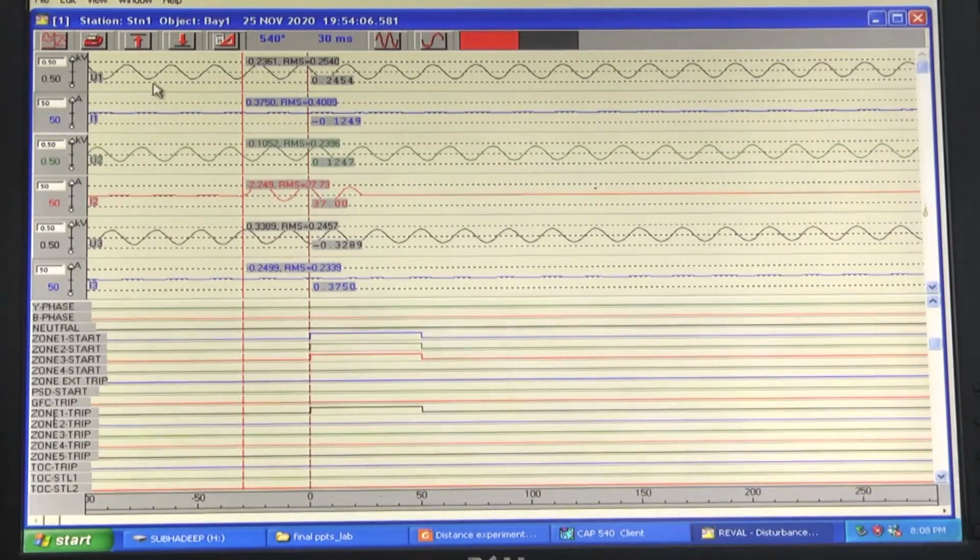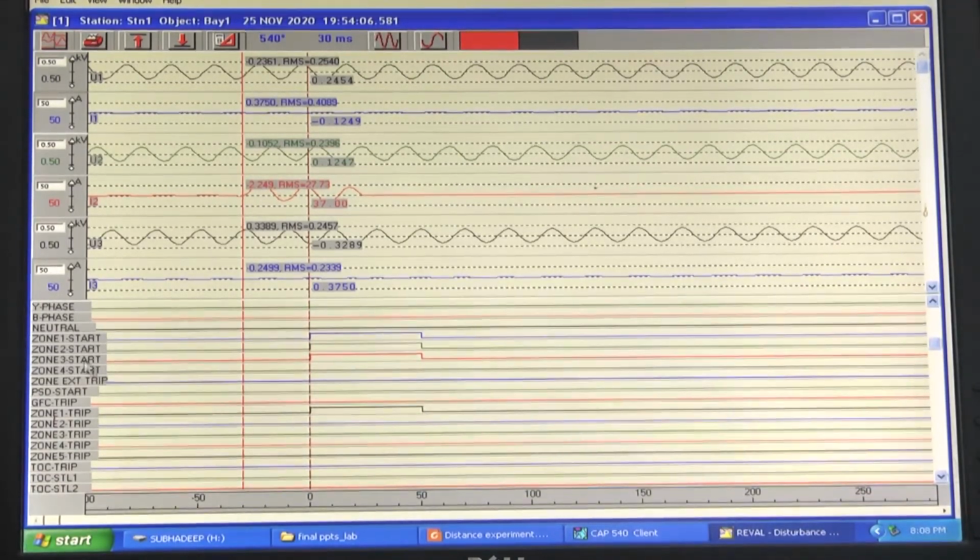Now, if you see these voltages and currents clearly, the current in phase A has not gone up anywhere. In phase B, you notice here the current has gone up. So, this is the point of fault inception. This marker shows the corresponding RMS value to be 27.73 ampere. Now, this is the corresponding relay decision time.